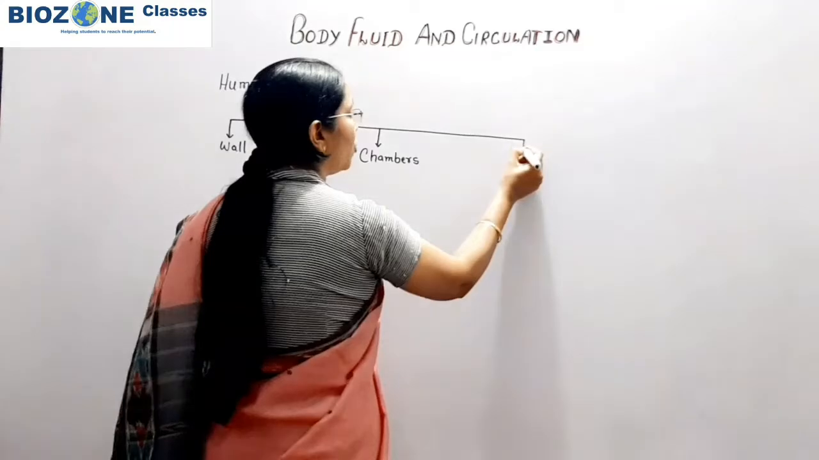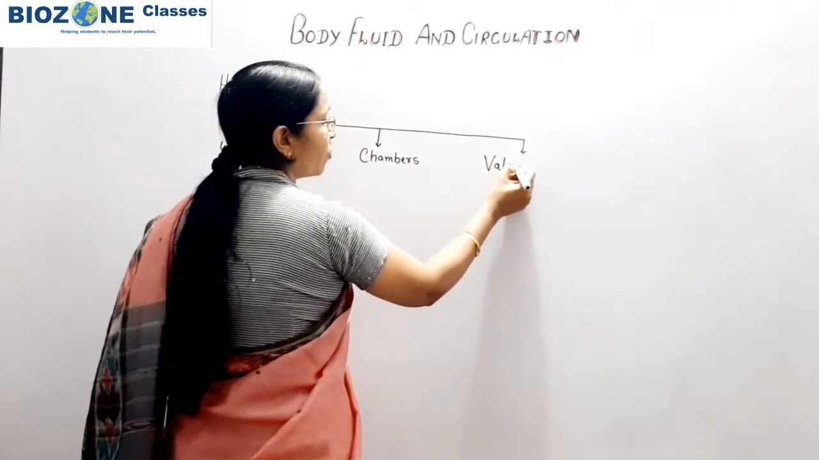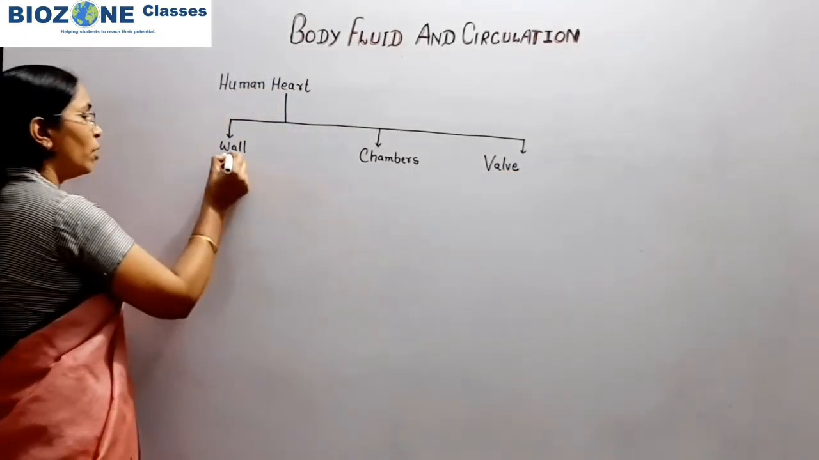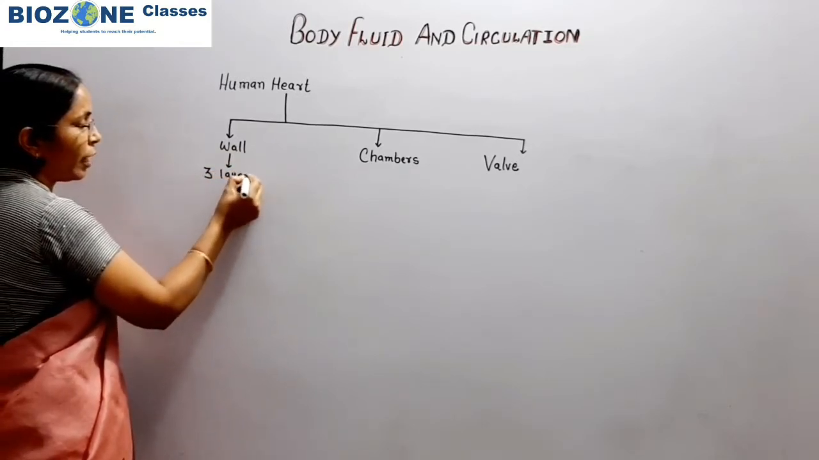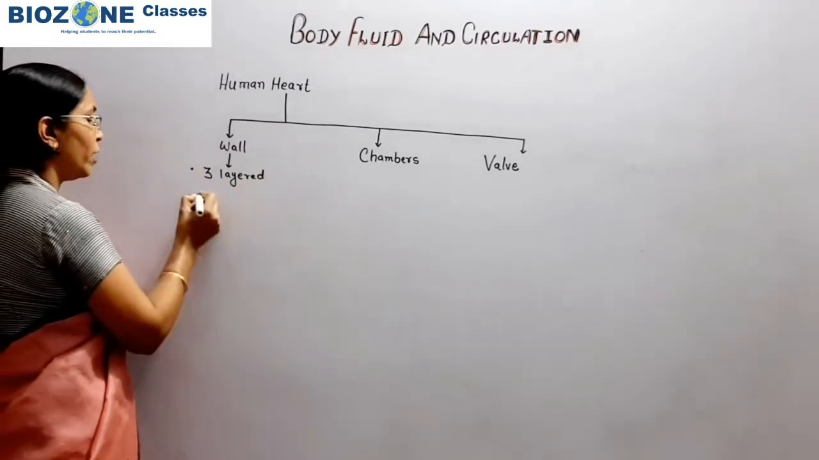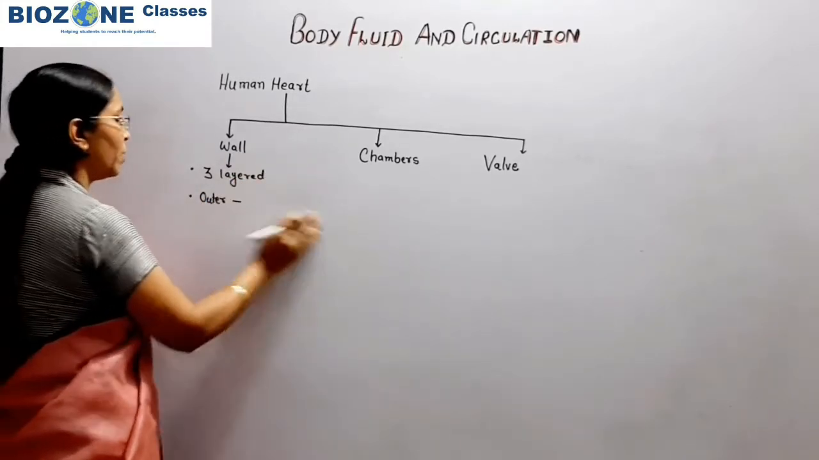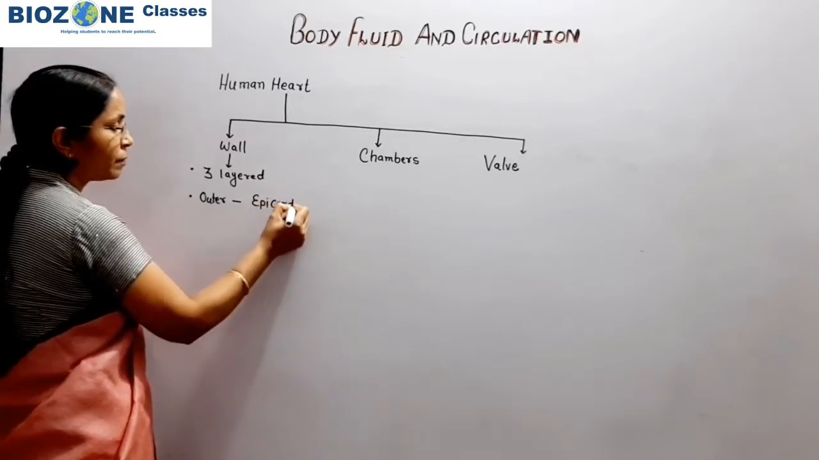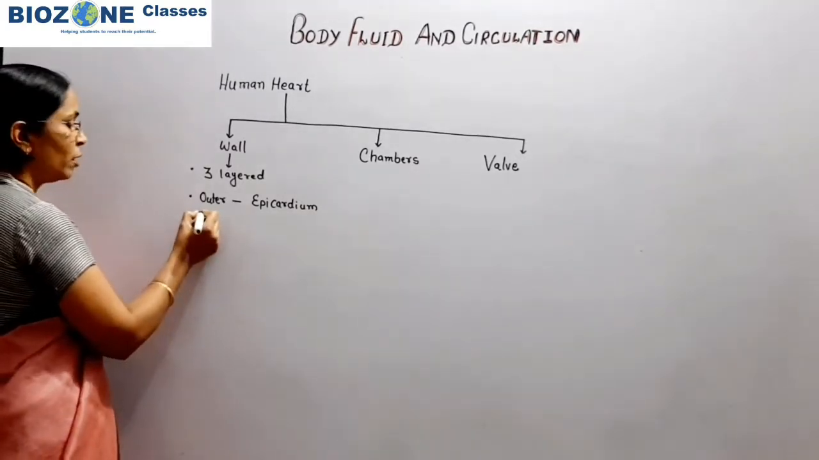And third part, in human heart, we mainly study that to prevent the backflow of blood, valves are present. When we consider the wall, so wall you remember is 3 layered, from outer to inner. So the outer layer or outer wall you remember is called epicardium or pericardium in some reference books.